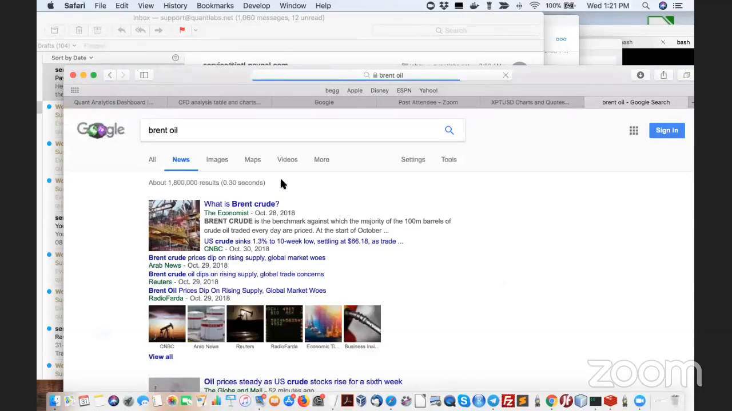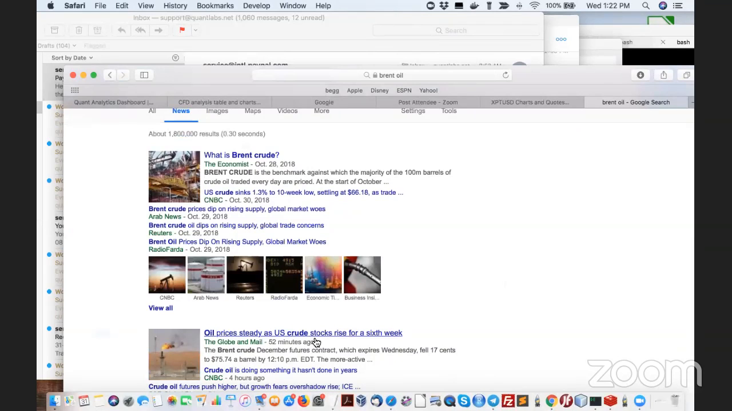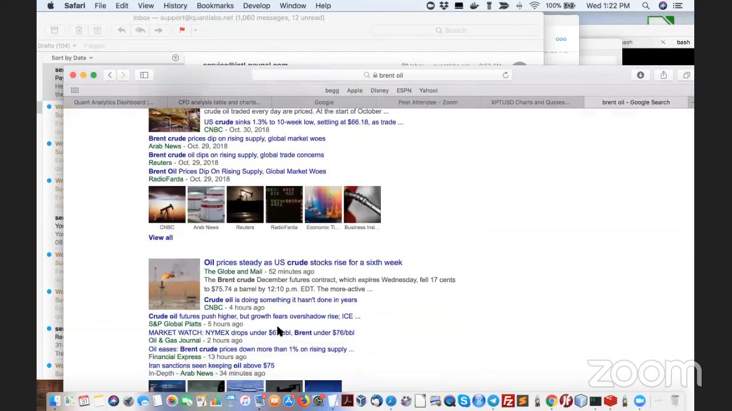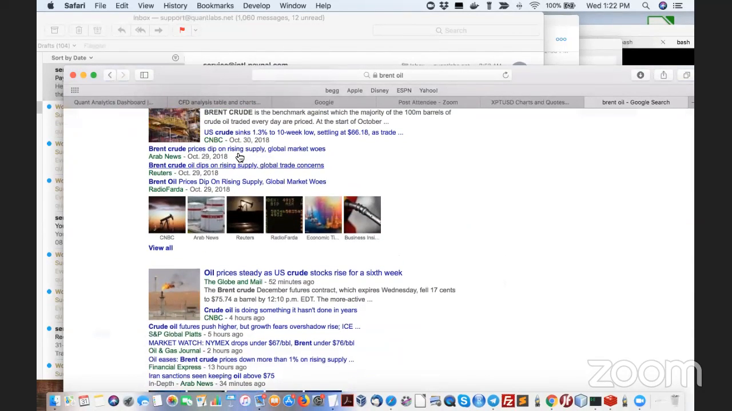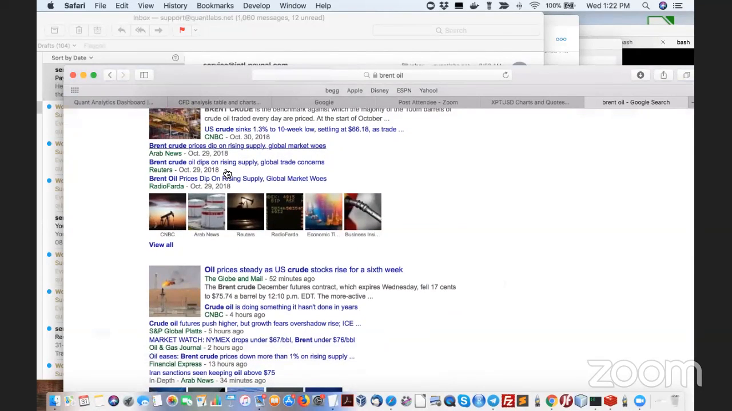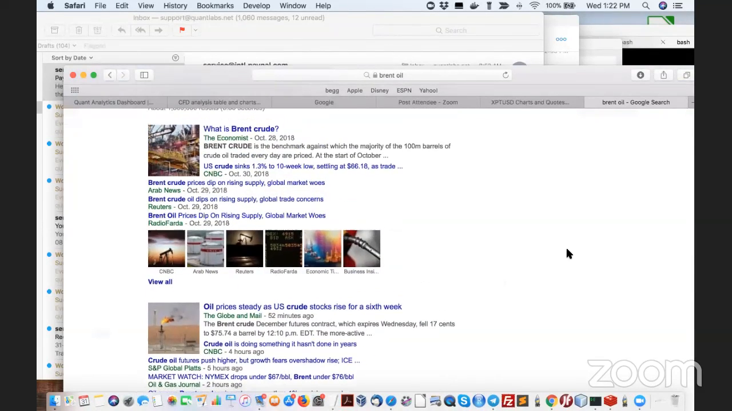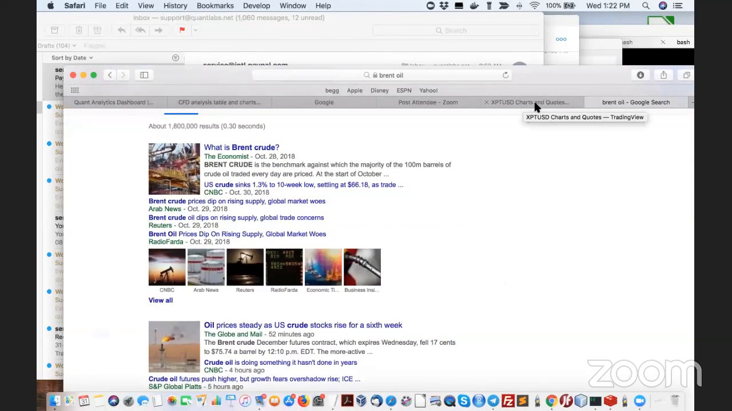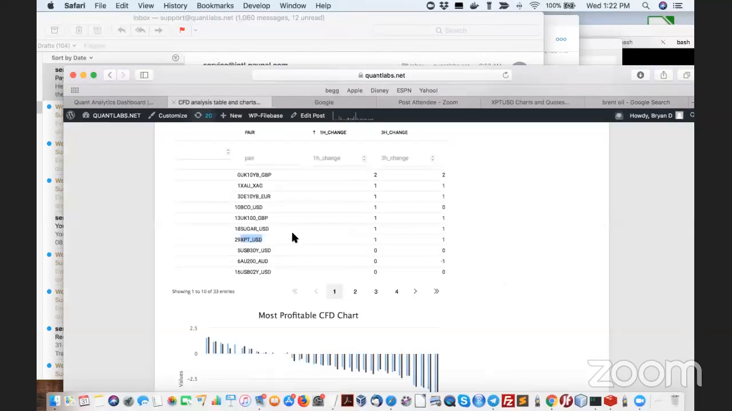I'm just looking for any news events from yesterday. So, Brent crude price dips on rising supply. Oil dips on rising supply. I try to understand what is driving this price of oil. If you have rising supply, you would expect it to increase in price. But I guess because it's a CFD, that would potentially mean that people are buying the equivalent of the dip. That's the only thing I can see.